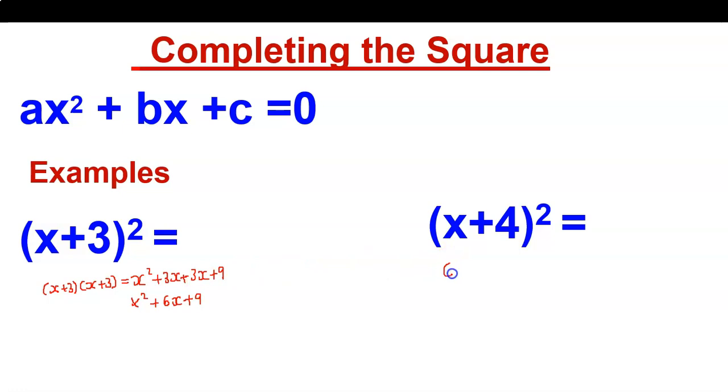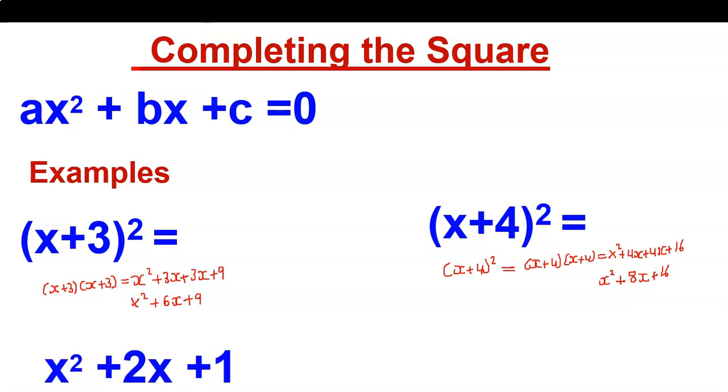Let us do one more. Okay, x plus 4, and let us square it. If we square that, it gives you x plus 4 on one side and another x plus 4 in the other bracket. Let us expand it. That gives you x squared, 4 times x is 4x, 4 times x is 4x again, 4 times 4 is 16. So that gives you x squared, 4 add 4 is 8x, plus 16. So it's not hard, easy, straightforward.